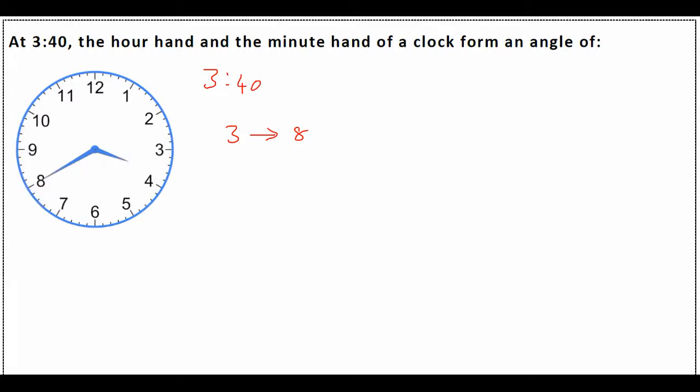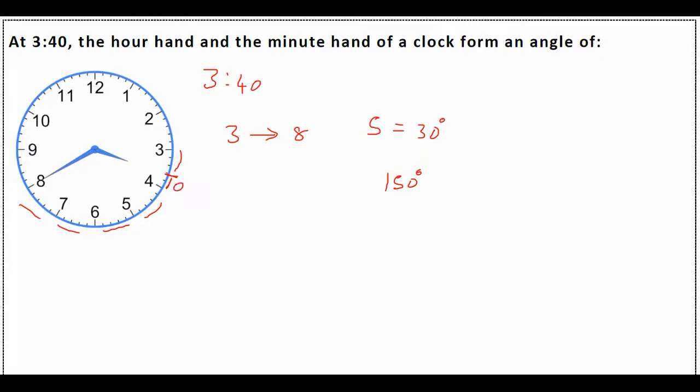How many segments are there between 3 and 8? 1, 2, 3, 4, 5. So 5 segments. Each segment carries 30 degrees, so 5 segments carry 150 degrees. So from 3 to 8, it has to travel 150 degrees. But look at this hour hand, it has already traveled a little bit. So from 3 to 4, it doesn't have to travel the full 30 degrees. Already it has traveled a small bit, and it has to travel only the remaining part.